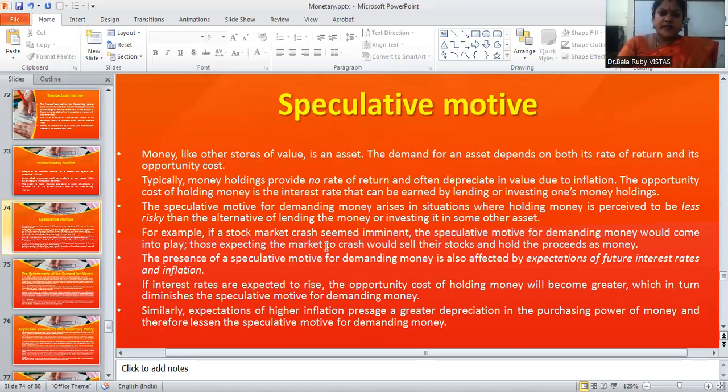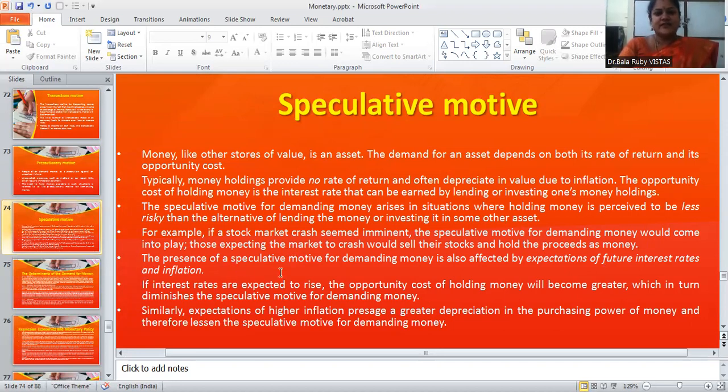The speculative motive for demanding money arises in situations where holding money is perceived to be less risky than the alternative of lending the money or investing it in some other assets. For example, if a stock market crash seemed imminent, the speculative motive for demanding money would come into play. Those expecting the market to crash would sell their stocks and hold the proceeds as money.